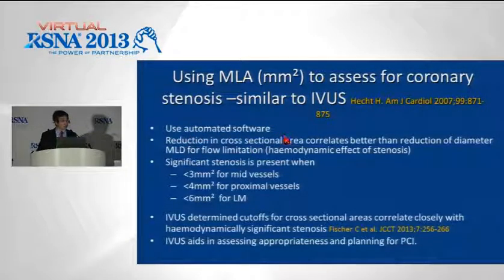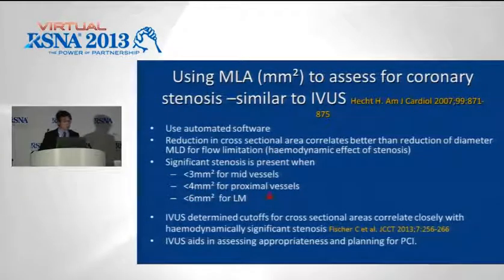He suggests you use the automated software on your workstation because reduction in cross-sectional area correlates better than reduction of diameter for flow limitation or assessment of hemodynamic effect of stenosis. And these are the cut points that he recommends, which are easy to memorize. Less than 4 for proximal vessels, less than 6 for left main.